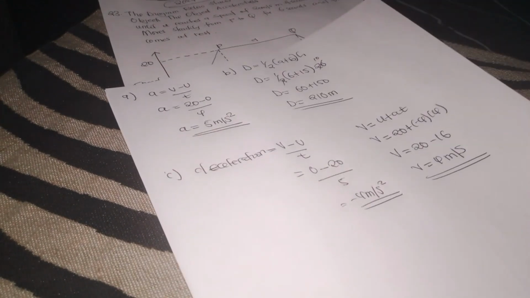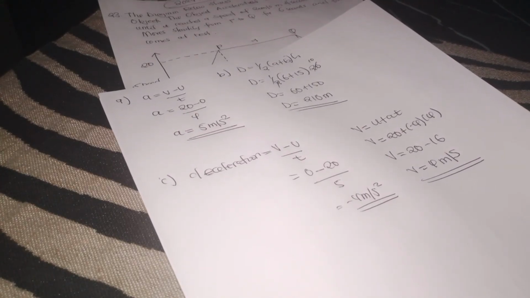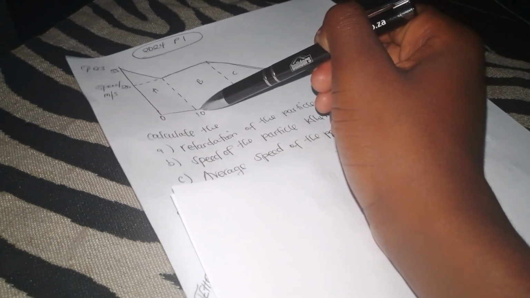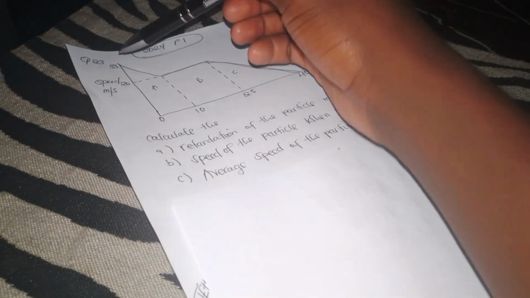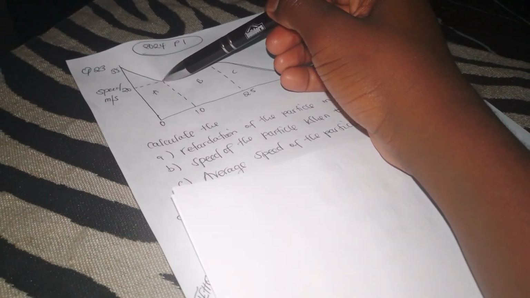Let's now go to internal. Okay, so this is now 2024 paper 1, question 23, internal. A is saying calculate the retardation, that is deceleration, of the particle in the first 10 seconds. So in the first 10 seconds, it's from here to there. Then the retardation they're talking about is this downslope. This is the retardation.